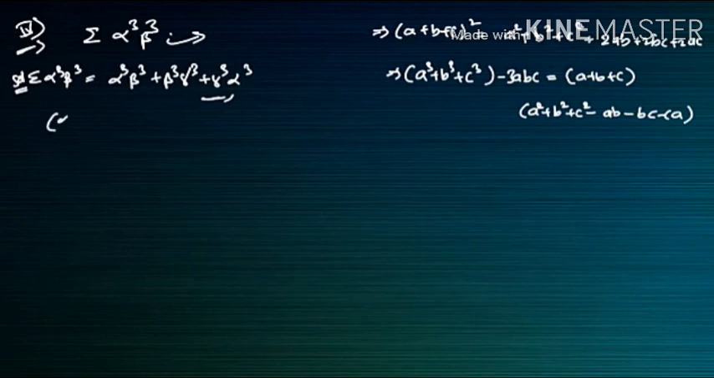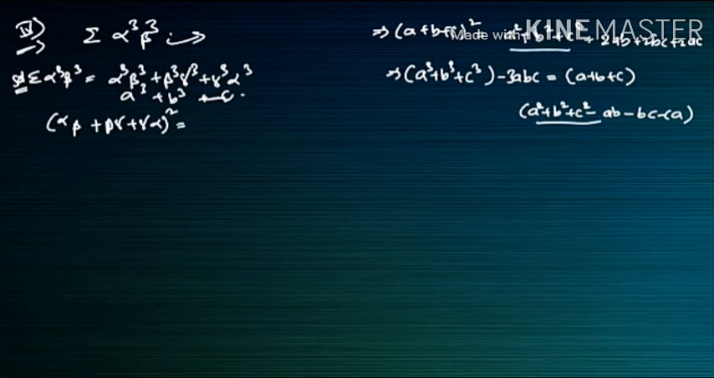Now first, we have a cube plus b cube plus c cube there. First I will find alpha beta plus beta gamma plus gamma alpha whole square, because here we need to find a square plus b square, so that's why I will take this one first, okay.